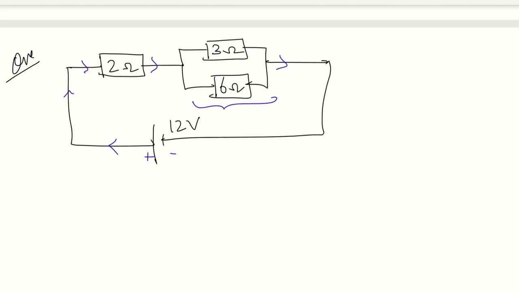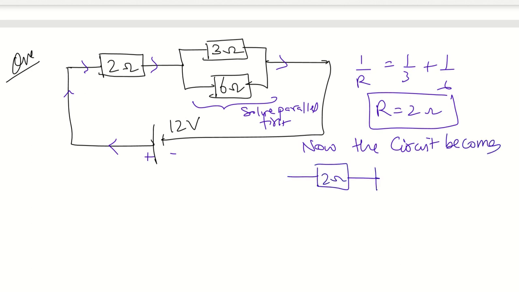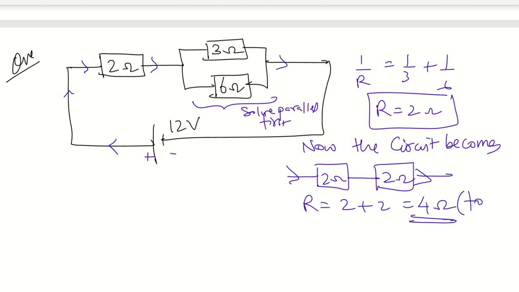You have to solve parallel first. So how do you solve? 1 by R is equal to 1 by 3 plus 1 by 6, which means your R is 2 ohms, which you have done now. Now the circuit becomes, I have 2 ohms, and now they have combined to become 2 ohms. See, you have combined them. So you are actually having a series now. So your total resistance will be now 2 plus 2, which is 4 ohms. So this is your total resistance, right?